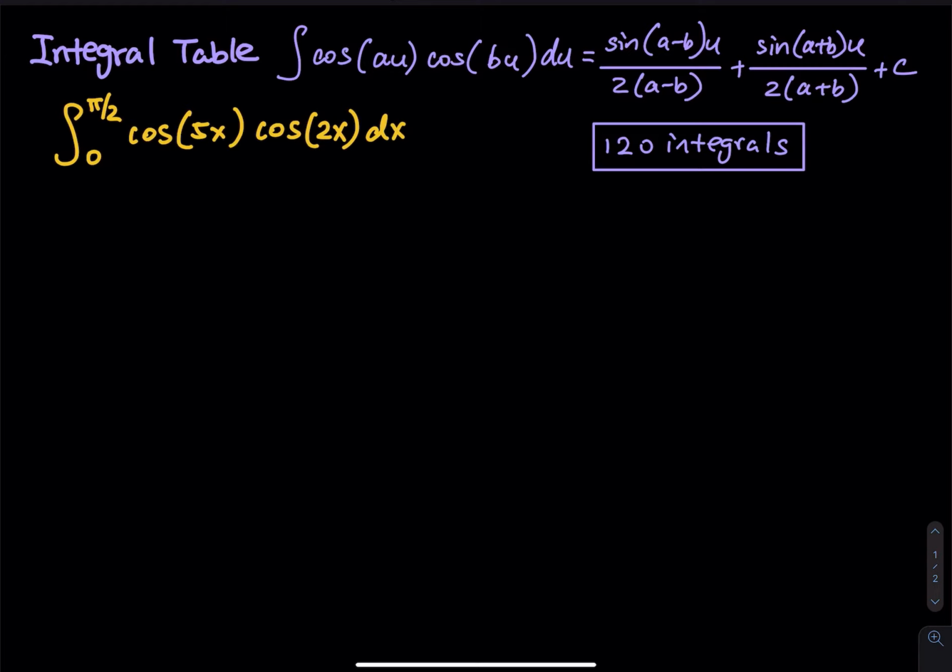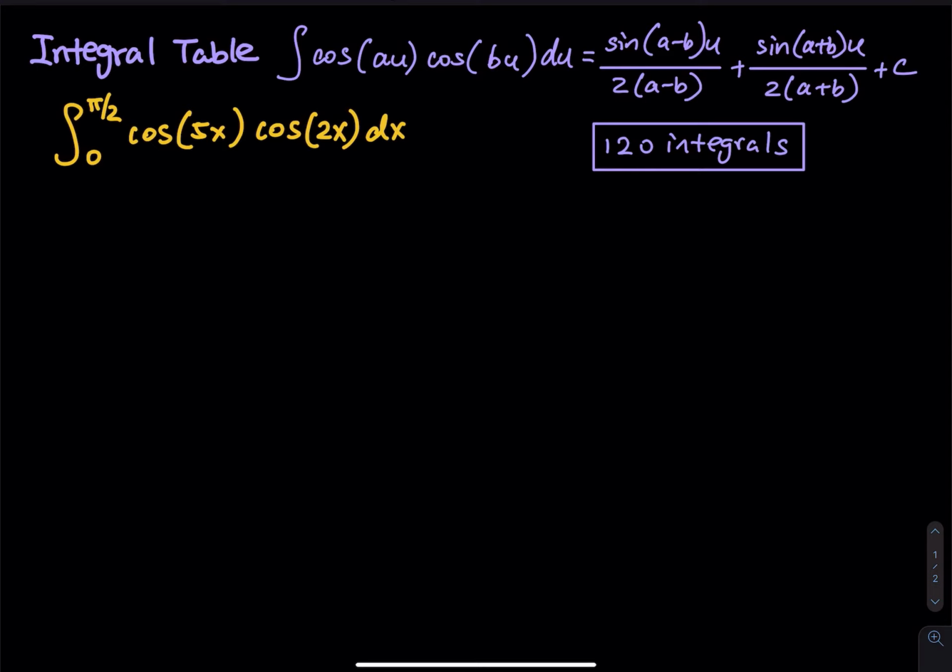They are just like formulas. For example, I have one right there for you: the integral of cosine au times cosine bu du is equal to the right hand side. You don't need to know how to derive these formulas. What you have to do is, I give you an integral, for example, the yellow integral from 0 to pi over 2 of cosine of 5x times cosine of 2x.